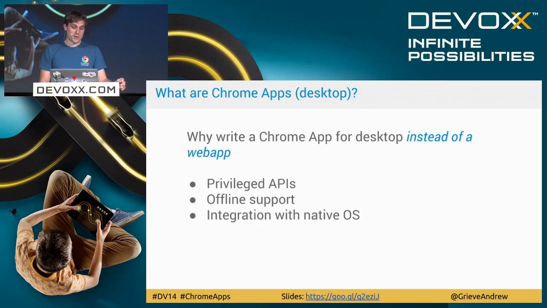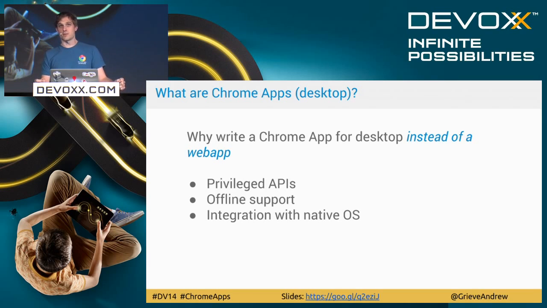So another question, why would you write a Chrome app instead of a web app? So this, I think, is a bit of a tougher sell. One reason: if you're writing an app that needs to talk to Bluetooth or a USB device or some other privileged API, then your hands are kind of tied. You can't write a web app. So that would be a really compelling reason.